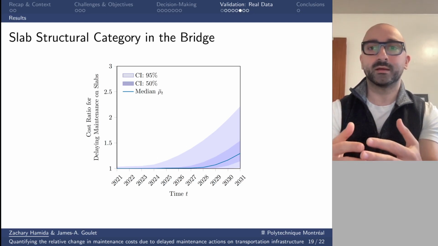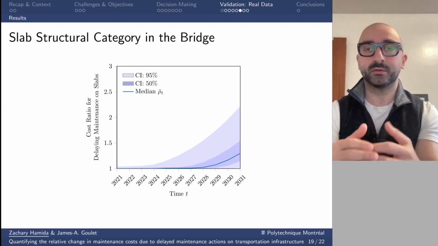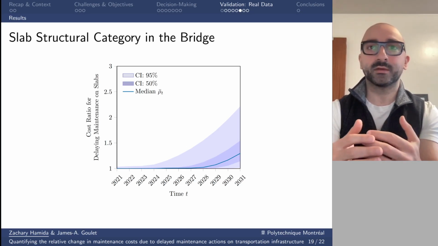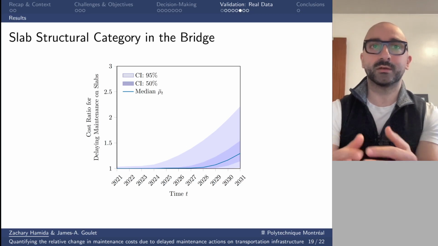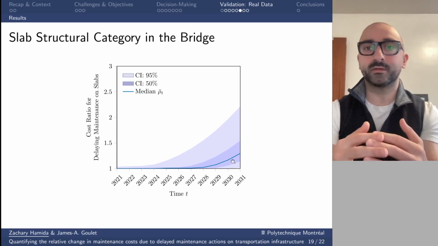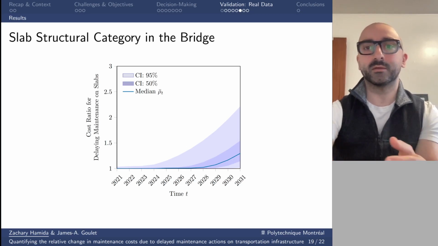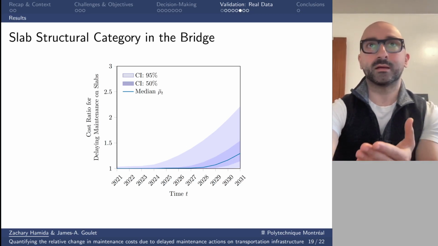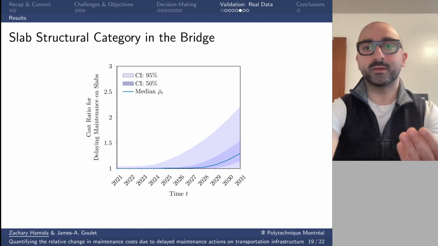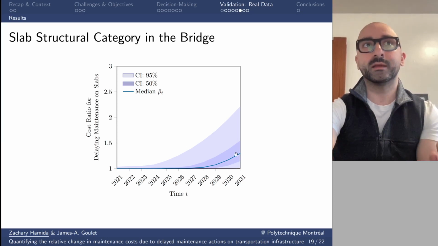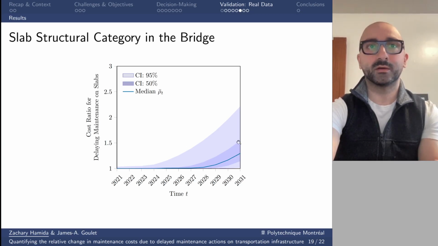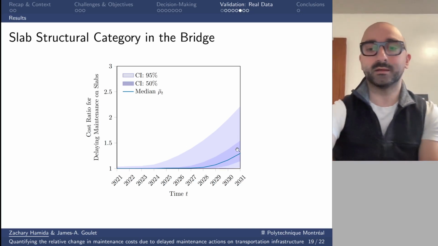This is for the structural category of the slabs in that bridge, and the aggregation is performed using a Gaussian mixture reduction approach, where the weights are determined by the size of that component relative to all the slabs within the bridge. So we see the incurred costs here. If we let all the slabs in the bridge deteriorate, we would have a cost ratio somewhere around 1.4, 1.45 if we let it deteriorate until the end.